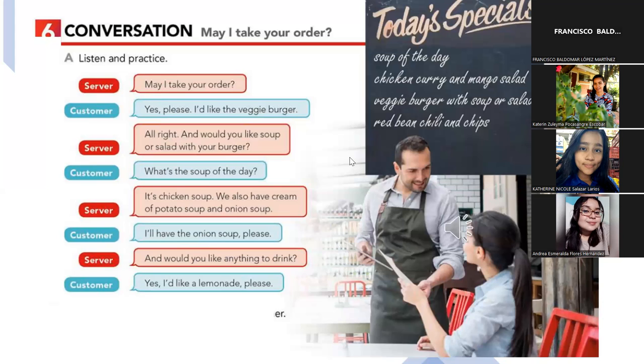May I take your order? Yes, please. I'd like the veggie burger. All right. Would you like soup or salad with your burger? What's the soup of the day? It's chicken soup. We also have cream of potato soup and onion soup. I'll have the onion soup, please. Would you like anything to drink? Yes, I'd like lemonade, please.